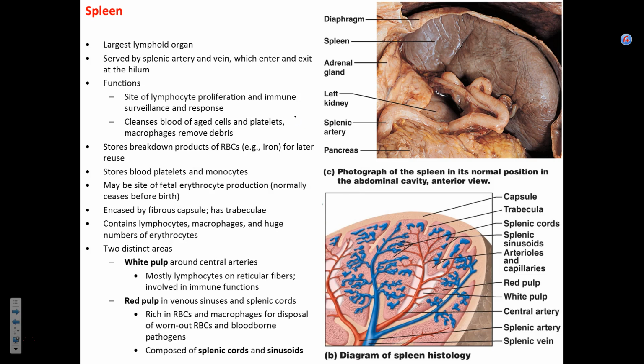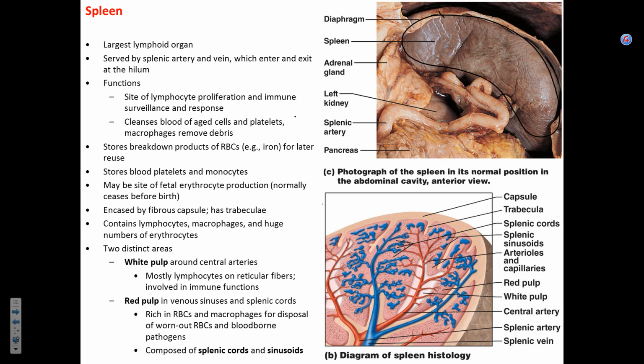Spleen. It's the largest lymphoid organ. Sometimes gets removed if people have certain blood malignancies. You can see it in this picture. It is a red brownish color. What makes it such color? Iron. Iron, because spleen is also a recycling plant for red blood cells.